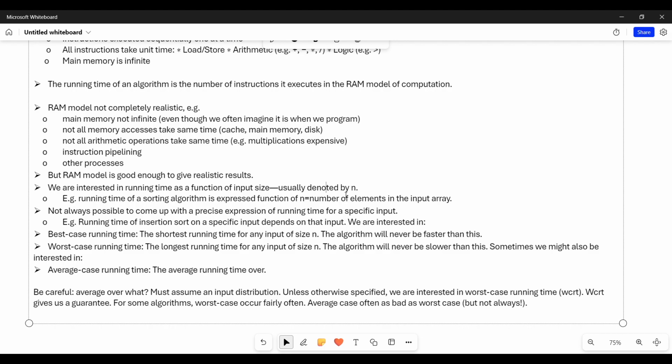Moreover, we need to take care: average over what? Average case means average over what? We must assume the input distribution unless otherwise specified. We are interested in worst case running time. Worst case running time gives us a guarantee for an algorithm. Worst case occurs fairly often. Average case is often as bad as the worst case, but not always. So these points you need to take care of.